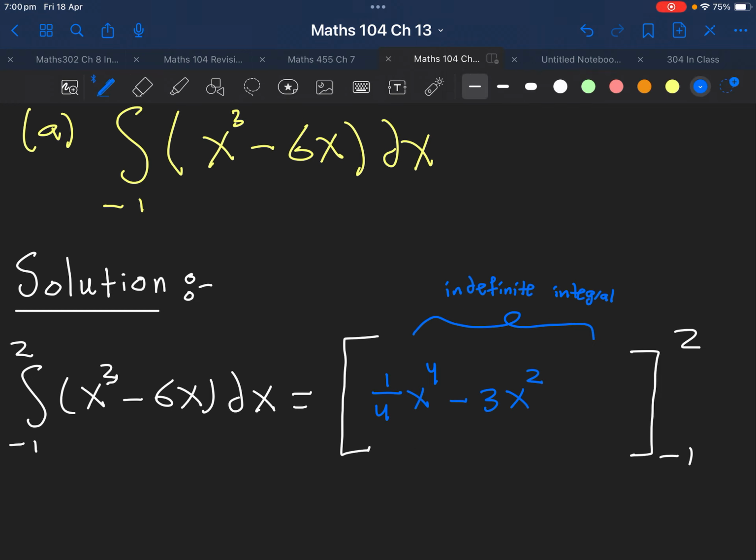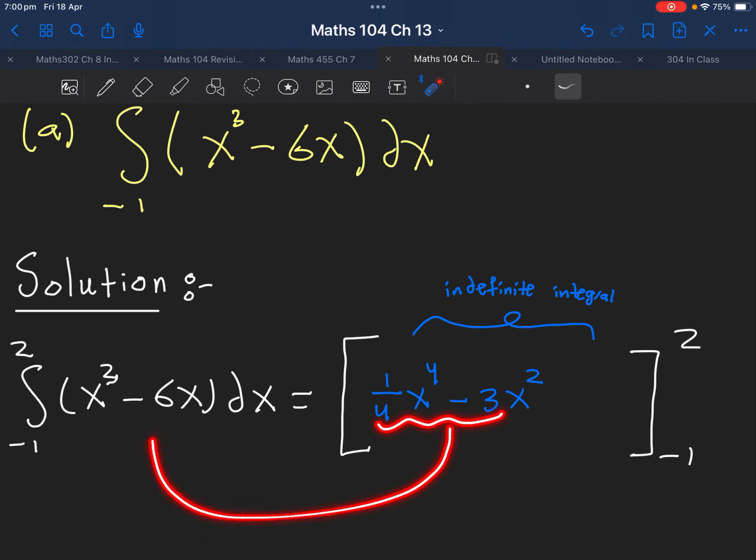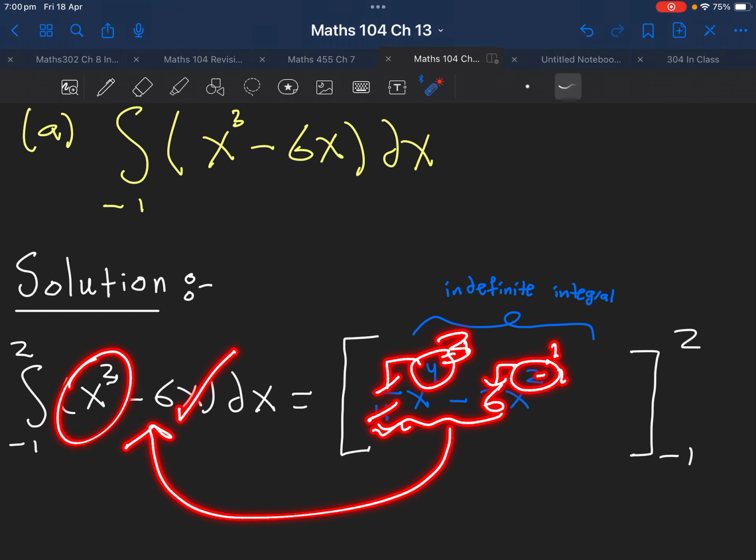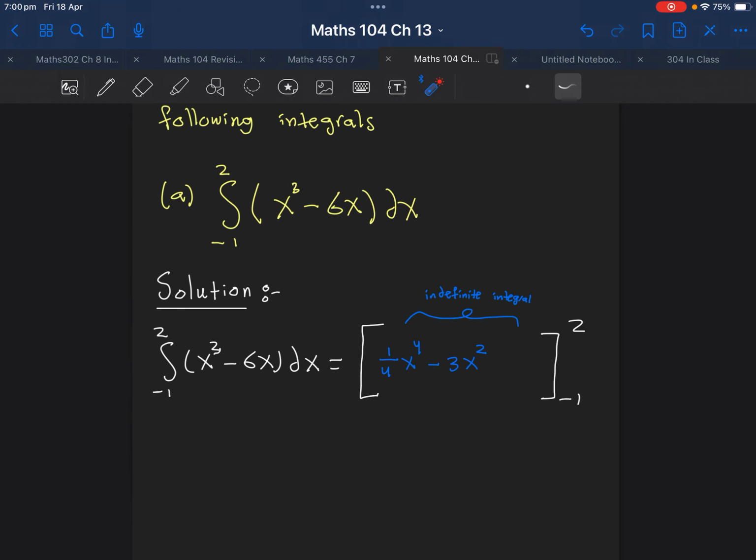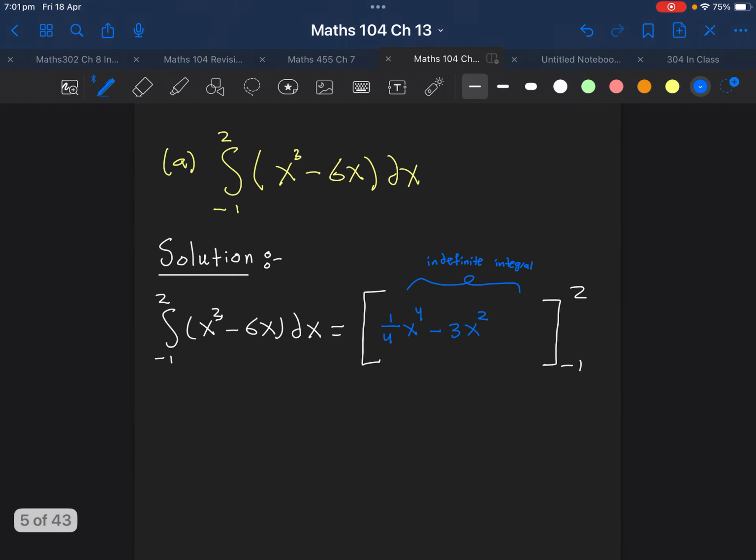Of course, it's always good to check that your answer is correct. How would you check? Take the derivative of this. Do we get this back? The answer is yes. If you take the derivative, the 2 will go down and it will become 6, and if we subtract 1 from the power, we get 6x. The 4 will go down, it will cancel with this 4, and if we subtract 1, we get 3, so we get x power 3. That's the first step.